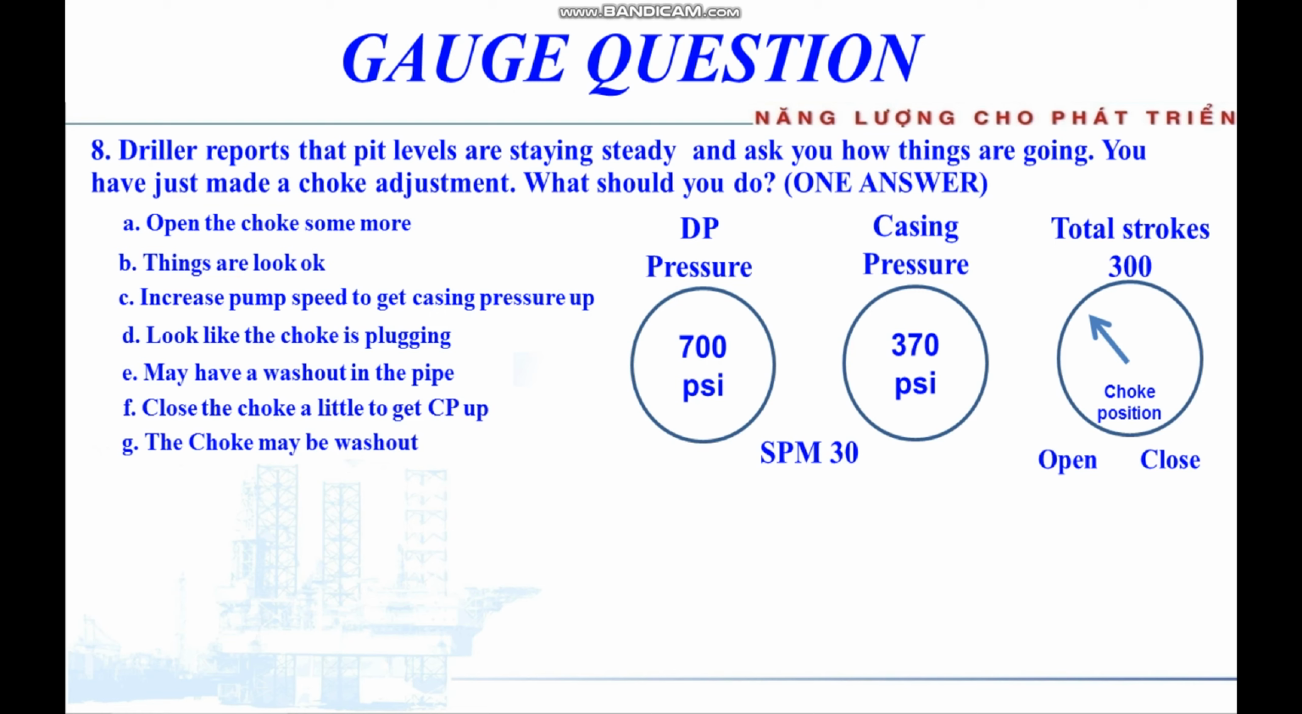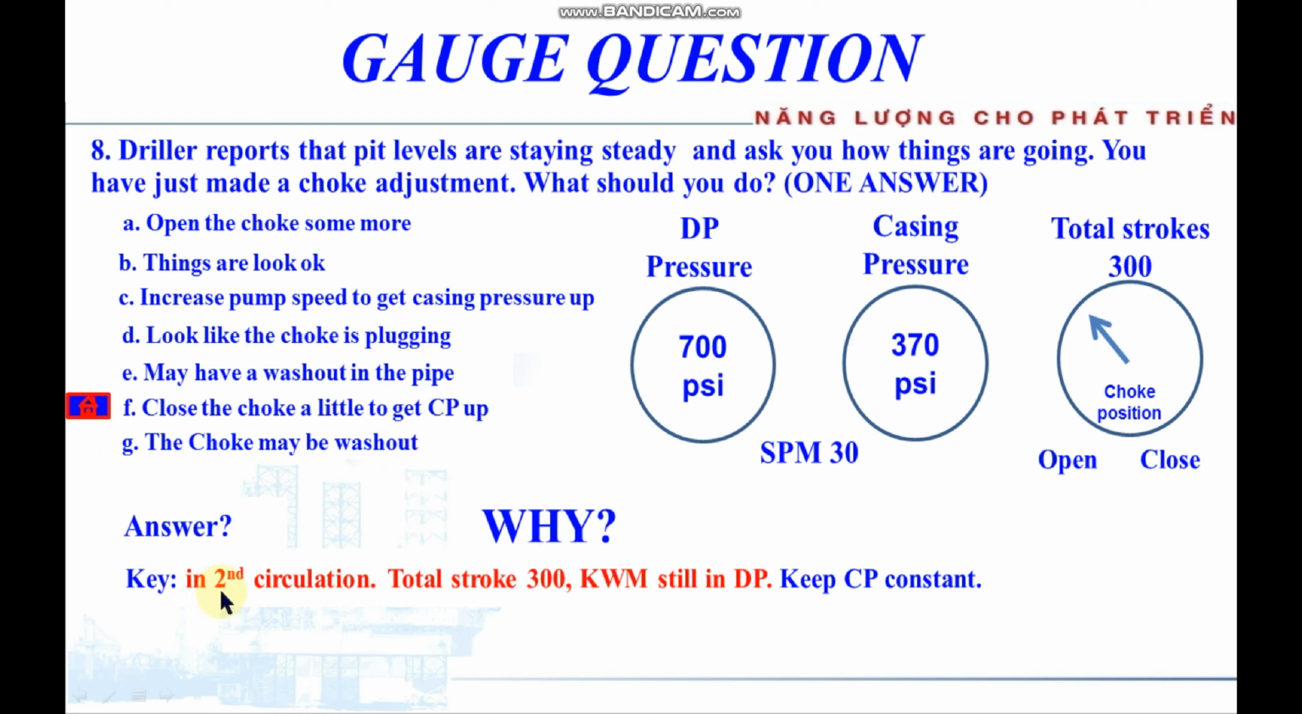What answer? F. Close the choke a little to get casing pressure up. Why? Now still in the second circulation. Total stroke 300. Q1 with steel in Dubai retreat. So keep casing pressure constant. Check one by one. SPM 30, okay.